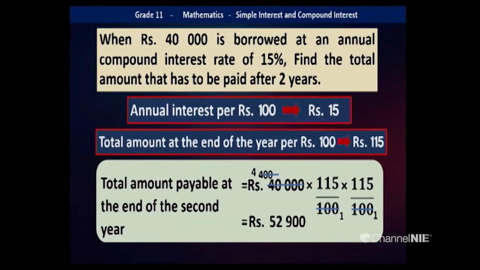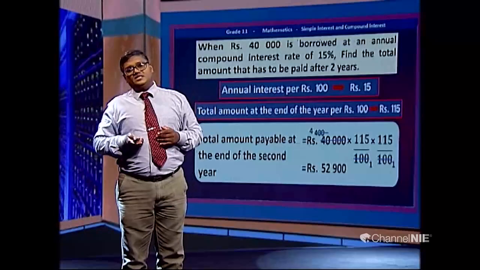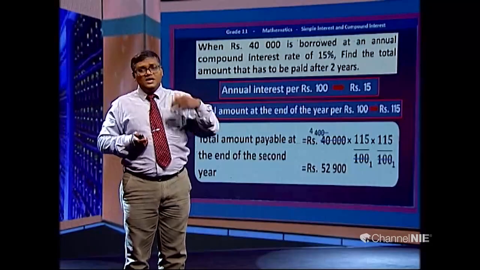See, this is a calculation you did in one line to save time. Here we didn't calculate the interest. If someone asks what is the interest, you have to subtract 40,000 from 52,900 and get the total interest. This is a short method. Let's move on to another question.